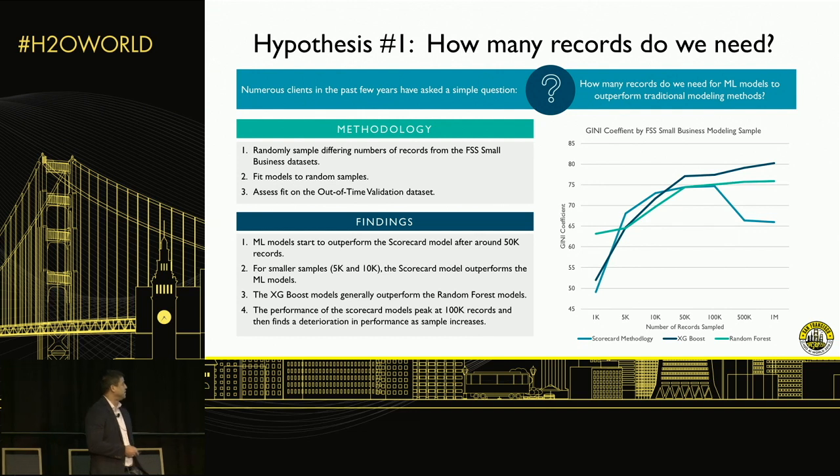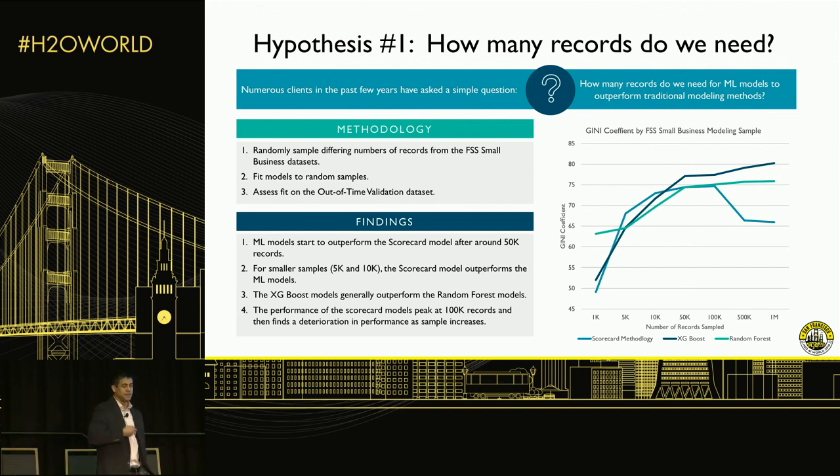So what's the first hypothesis? How many records do we need? This is really the basic question I get from customers when we're talking about ML models. Well, I need more data. Well, how much is that? The way I approach this is looking at the FSS small business data set. There's about 1.1 million records in it. It's got about a 4% bad rate.